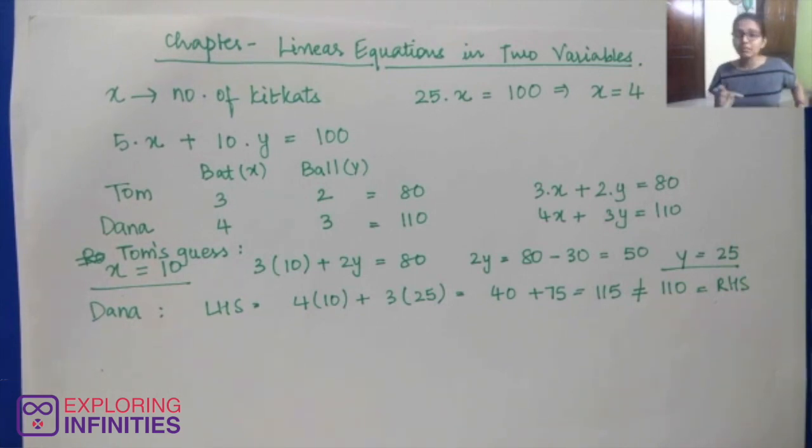So this means that if you have just a single linear equation with two variables, that is 3x plus 2y is equal to 80, you can get many solutions, like in this case you are getting 10, 25. But if you need a proper answer to your situation, like in this case you need the cost of the bat and ball, you need two equations simultaneously together with two variables, so that you can get a unique solution, that is a unique answer to your cost of bat and your cost of ball.